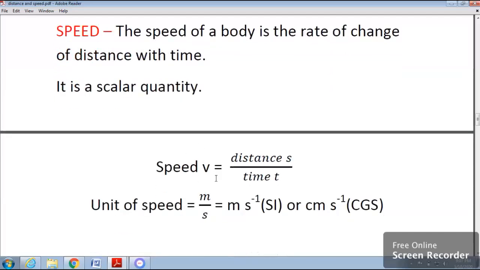We represent it with V, distance as S, and time as T. So speed is equal to distance by time. Now about its unit. The unit of distance in SI is meter and time is second. So its SI unit is meter per second and in CGS it is centimeter per second.